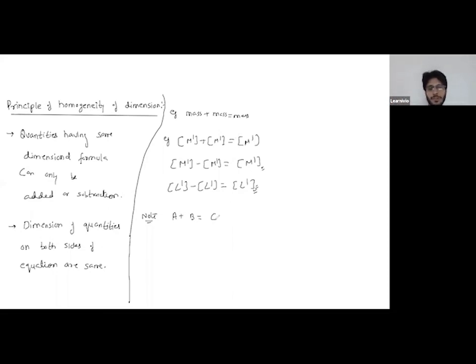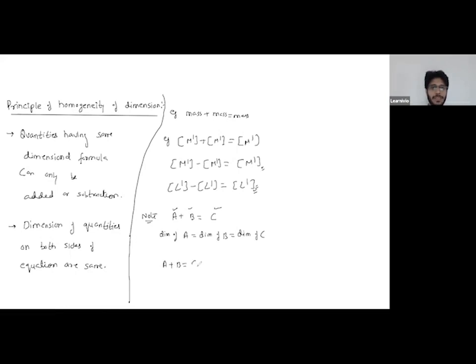A plus B equal to C. If I'm writing A plus B equal to C, the dimensions of A, dimensions of B, and dimensions of C are all equal. So I can simply write that the dimensions of A are equal to the dimensions of B, which are equal to the dimensions of C. I will use this concept in numericals. If you are adding two quantities, they should have the same dimensions.